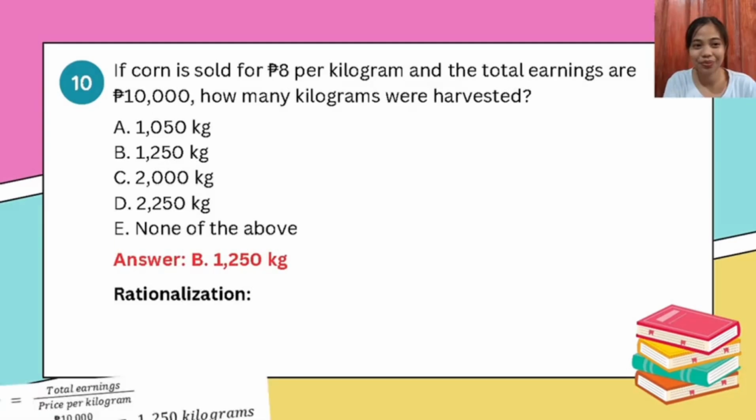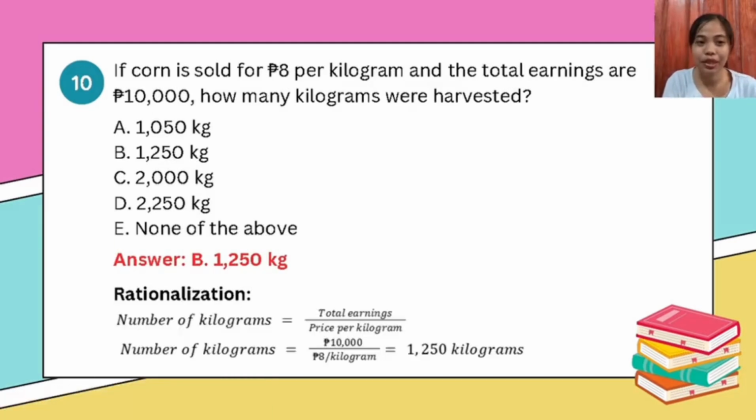Rationalization. Number of kilograms is equal to the total earnings over the price per kilogram. Now substitute, we know that the total earnings is 10,000 pesos over the price per kilogram, which is 8. So 10,000 divided by 8, that's 1,250 kilograms. Therefore, the answer is letter B. And that ends from 1 to 10. The continuation for this one will be continued by another member. So you can just tune in to the next number, 11.